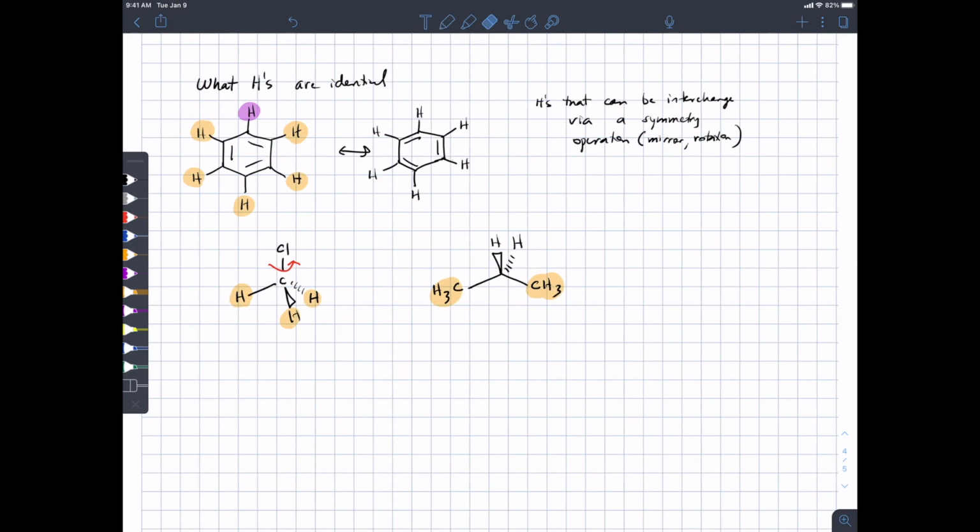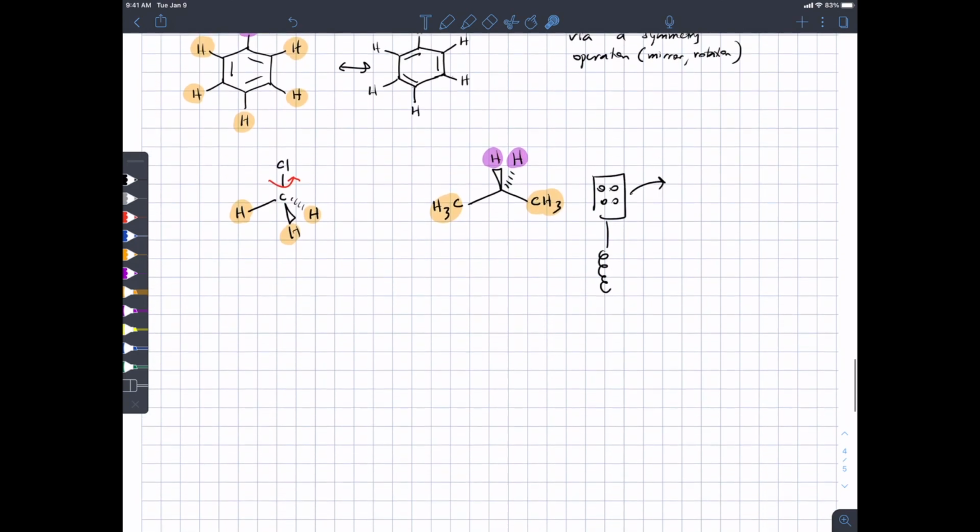Oops, that was the eraser. And then these two, are these two the same or different? Also the same, because you can interchange them by taking the molecule and pancake flipping it. Doing that would show you that these two are the same and these two are the same. Similarly, the board itself is a mirror plane that would reflect the proton on top with the proton on the bottom. So in some cases, CH2 protons are identical to each other.